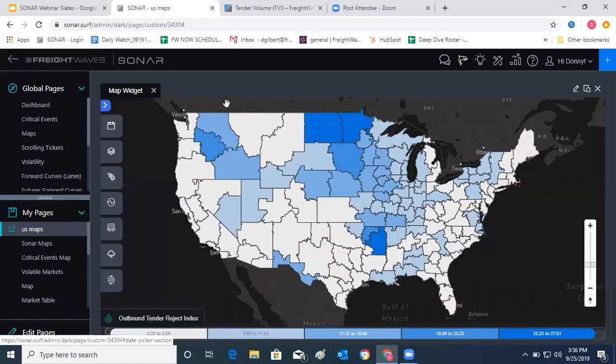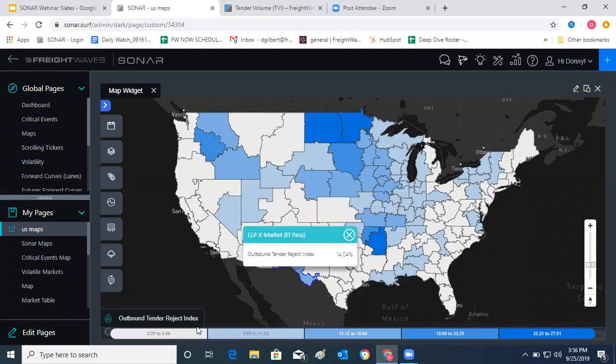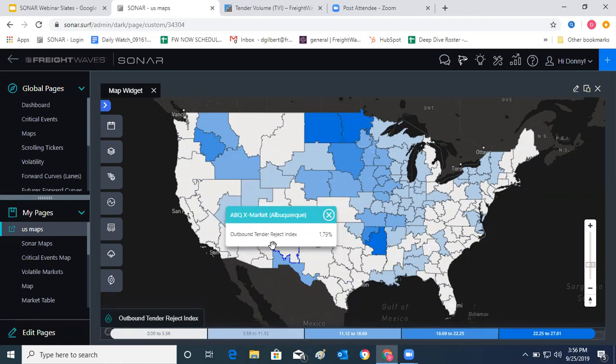Now, outbound tender rejection rate index, OTRI, this is all trailer types combined. So it doesn't matter if it's dry van, reefer, or flatbed, all the tender rejection rates are combined. And down here our legend starts at 0% all the way up to, since our highest market is 27%, 27.81%. As the market tender rejection rates get higher, the shades of blue turn a little bit darker. So starting off here, you see all the markets that are in white. Those are 0 to 5.56%.